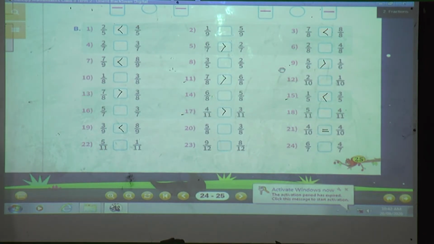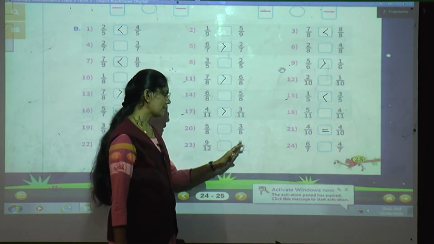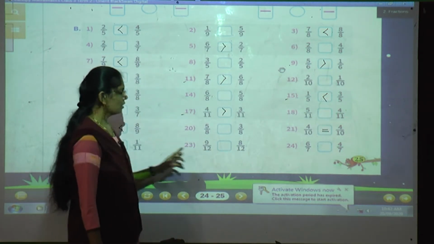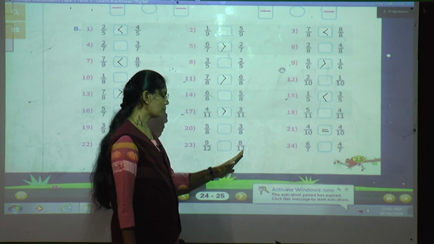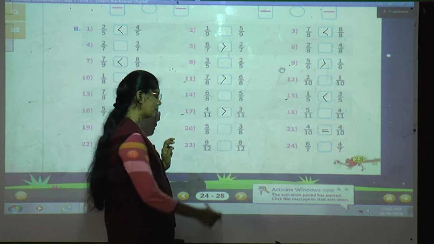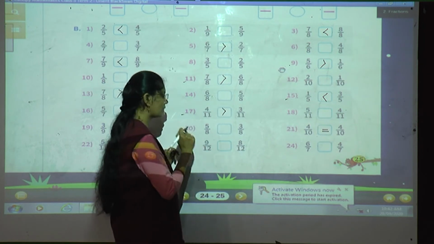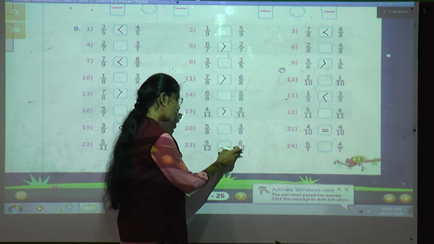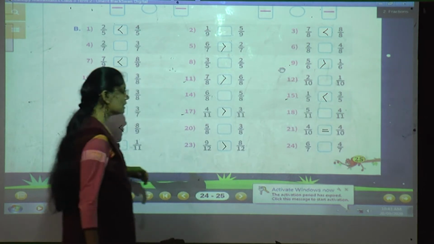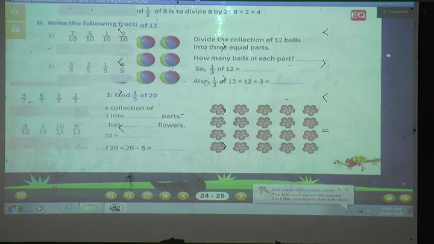Now we'll move to the next example, that is 9 by 12 and 8 by 12. Now again denominators are same. So we have to compare only the numerator. Now here 9 is there and in this fraction 8 is the numerator. So 9 is greater than 8. So 9 by 12 is greater than 8 by 12. Okay, clear? Now we'll move to the next question. Turn the page.